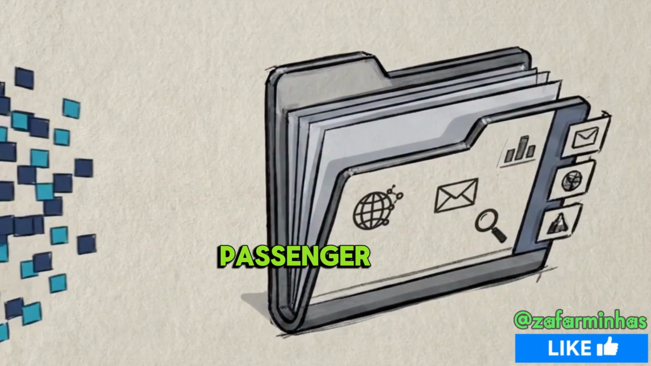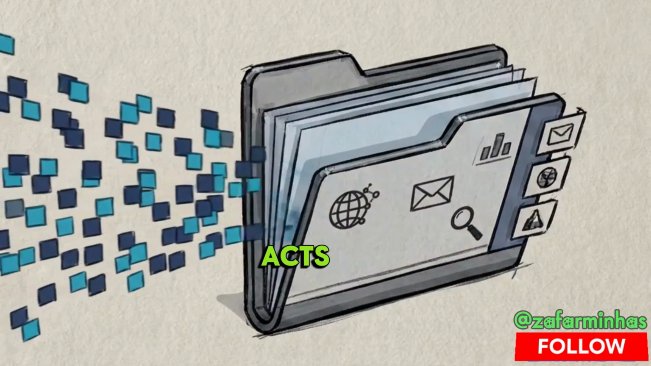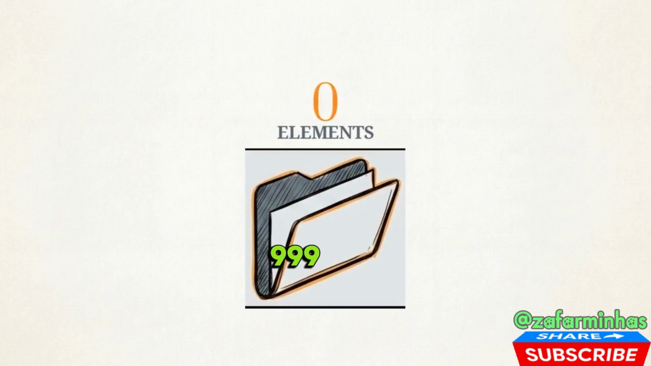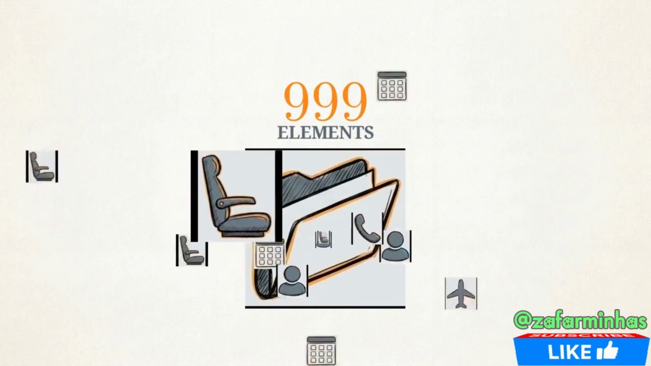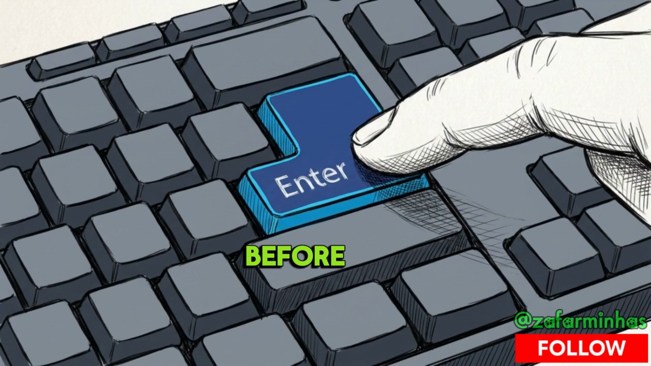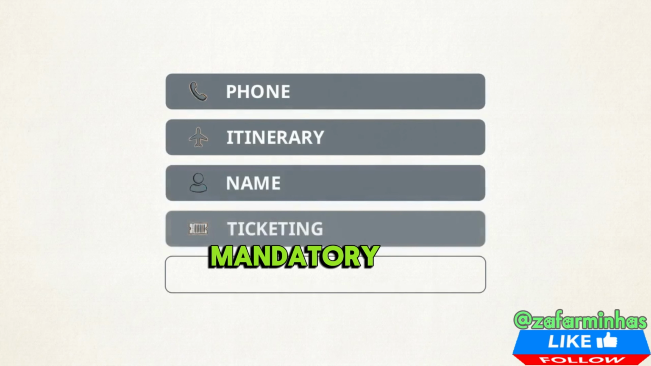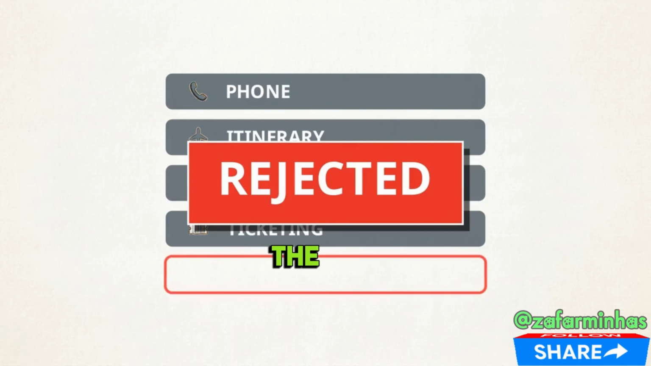Let's look at the passenger name record, or PNR. In the Amadeus system, this acts as a digital container for a traveler's reservation. It can hold up to 999 unique pieces of information, known as elements, covering everything from seat assignments to contact details. But before you can save this digital file or generate a booking reference, the system requires exactly 5 mandatory pieces of information. If you miss even one, Amadeus will reject the record.